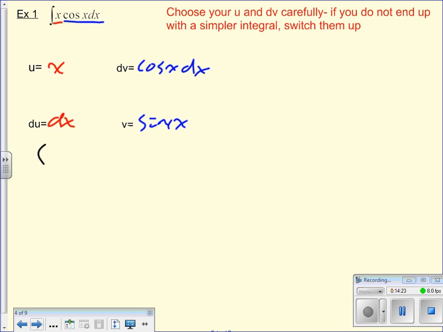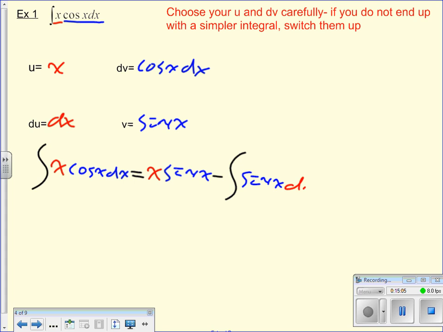So my integral of u dv is equal to uv, x sine x, minus the integral of v du.